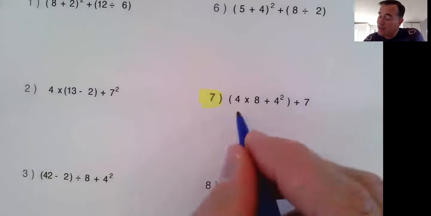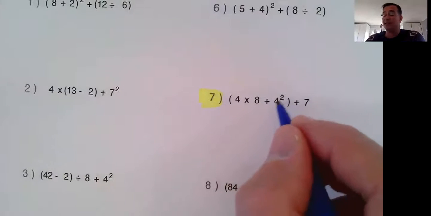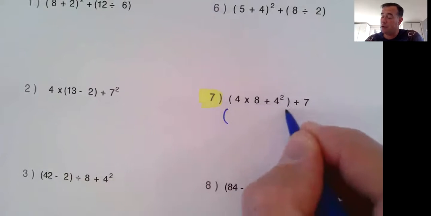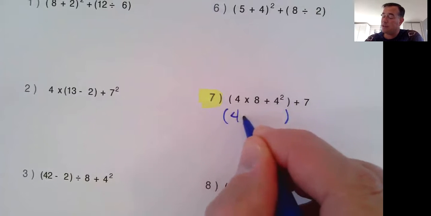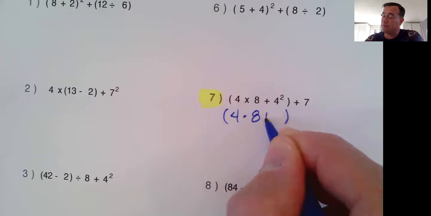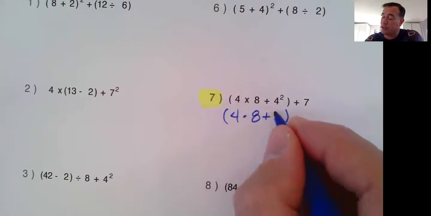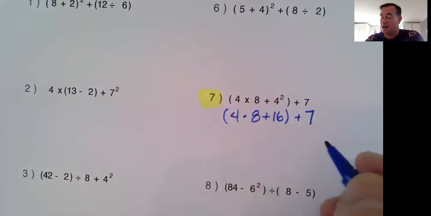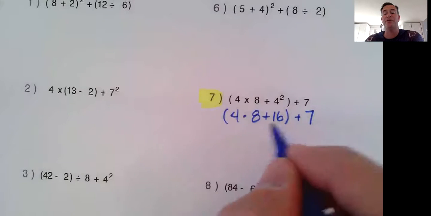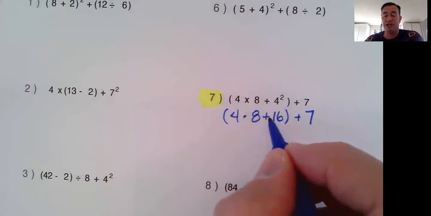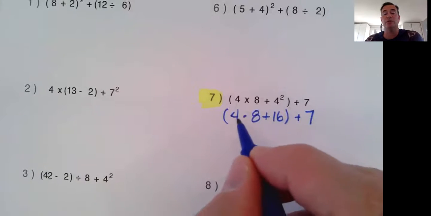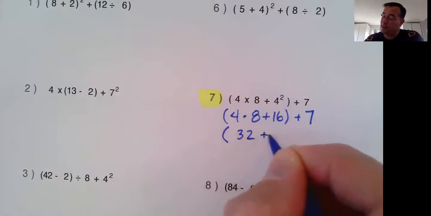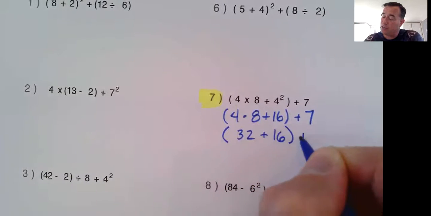Okay? So inside here, the first thing that I want to do is this exponent because I do parentheses work first. So I'm going to keep these here, that 4 times that 8 are still there. I've still got a plus, and 4 to the second power is 16. So you're just going to continue to copy everything over here. Now, inside here, I'm still doing parentheses work. I've got multiplication and addition. So the first thing that I'm going to do is the multiplication part. So 4 times 8 is 32, plus 16, still in parentheses, plus 7.